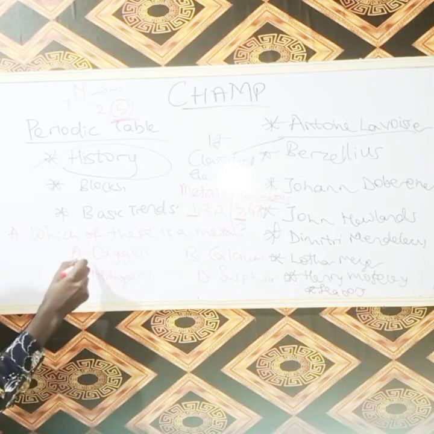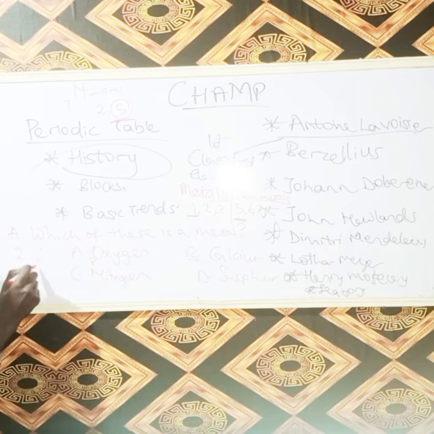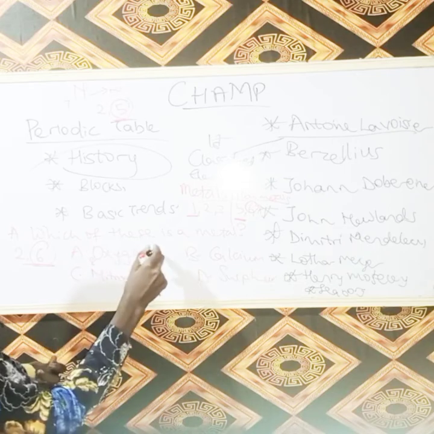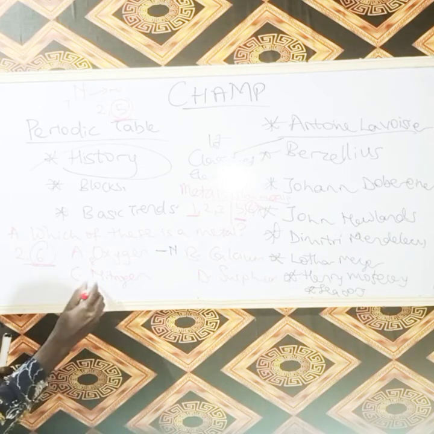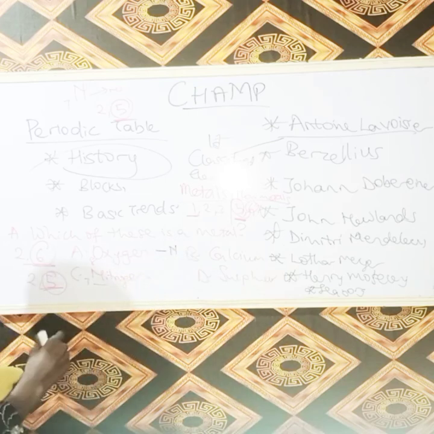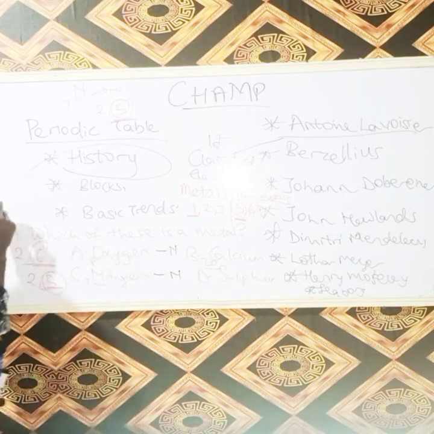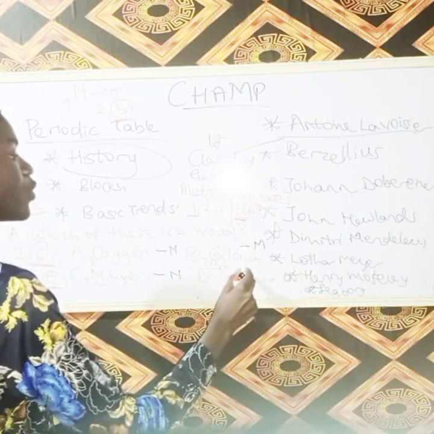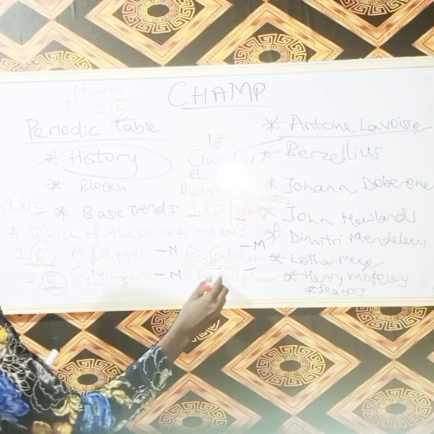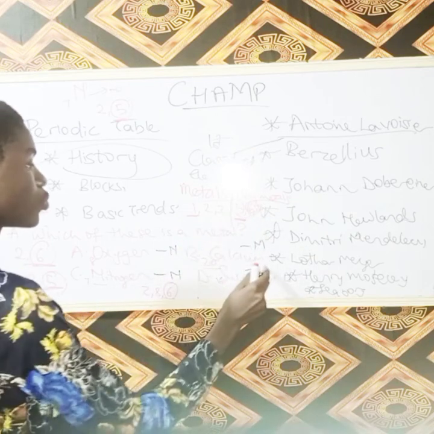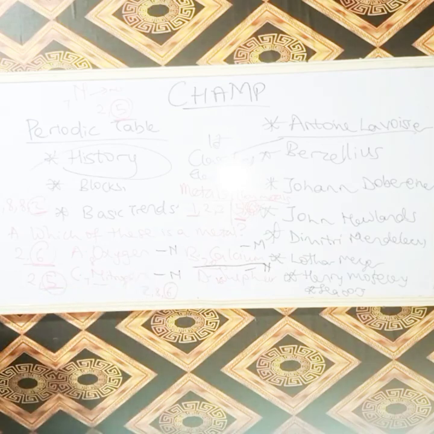Oxygen is 8, so you write it 2, 6. The valence shell is 6, so this is a non-metal. Nitrogen is 7, which is 2, 5, a non-metal. Then calcium is 20, which is 2, 8, 8, 2, a metal. And sulfur is 16, which is 2, 8, 6, a non-metal. So calcium is the only metal. Take note of that.